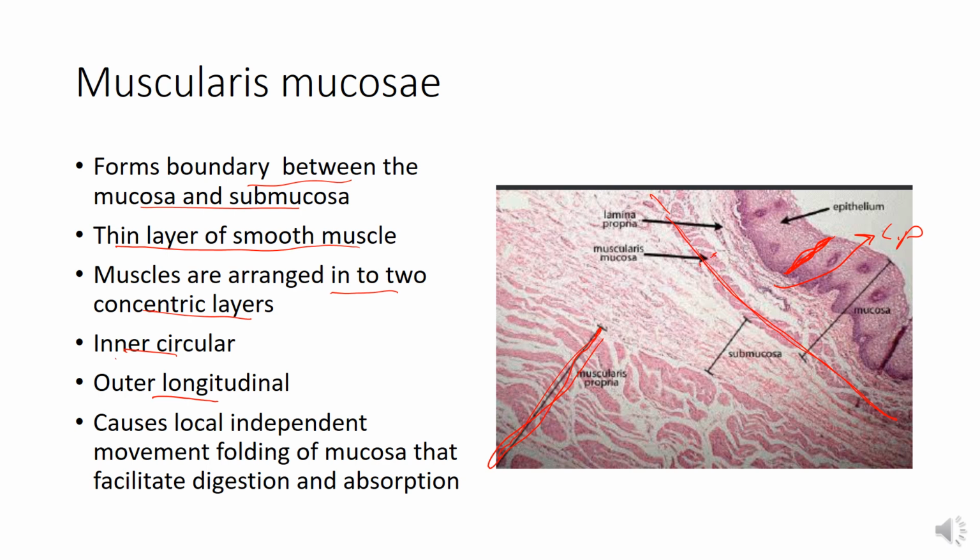So it is usually arranged in two layers also, inner circular and outer longitudinal. It causes local independent movement and folding of mucosa that facilitate digestion and absorption and increase the contact of the food with the surface epithelium. So to promote digestion and absorption.